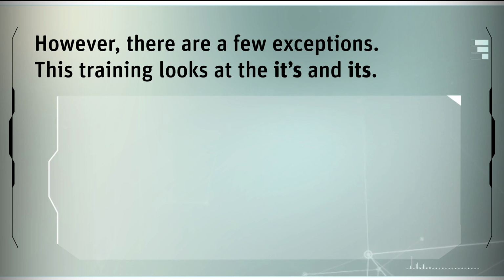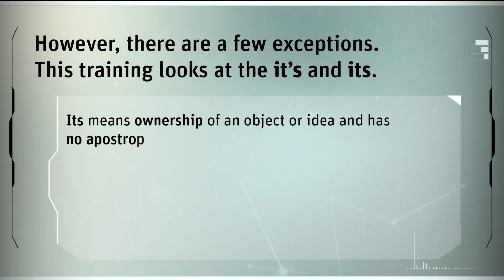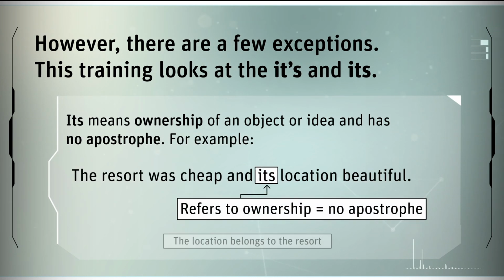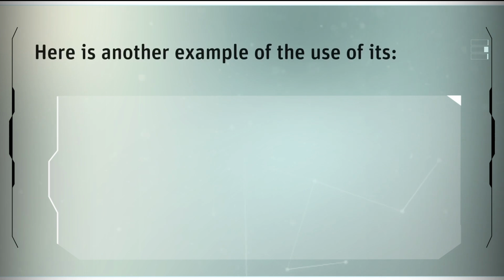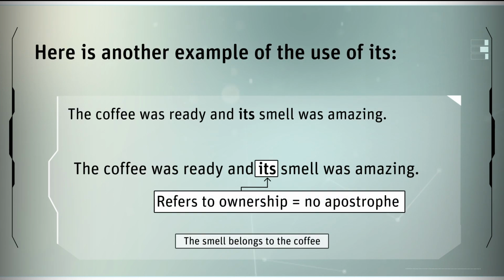Its without an apostrophe means ownership of an object or idea. Let's look at some examples. In this sentence, the location belongs to the resort. This means we do not use an apostrophe. In this example, the smell belongs to the coffee. So, we don't use an apostrophe.